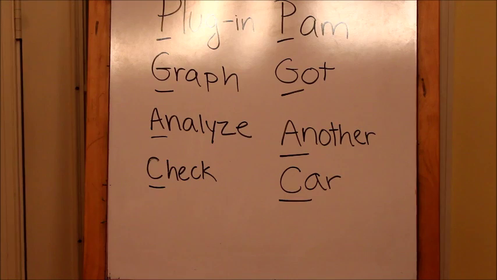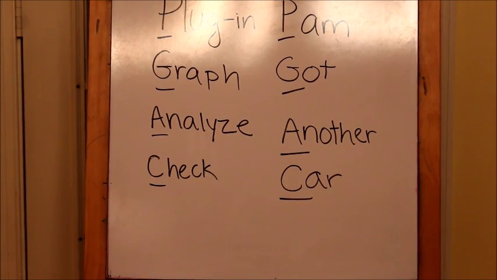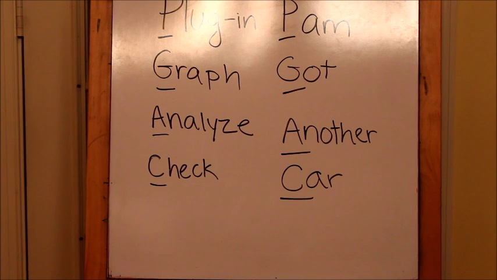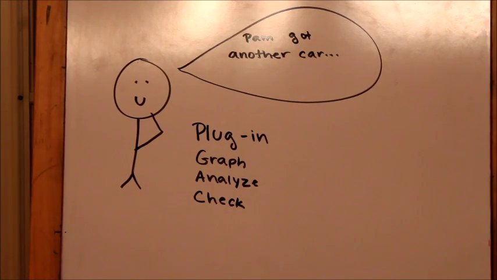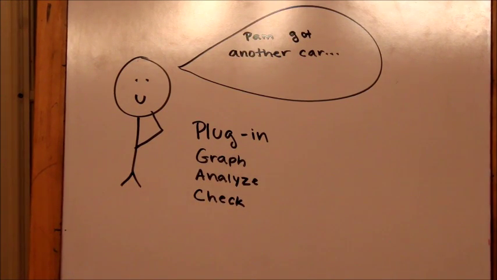An easy way to remember the steps for curves of best fit is the acronym Pam got another car. P stands for plug-in, G stands for graph, A stands for analyze, and C stands for check. During his research, Connor used the acronym Pam got another car to make sure that he completed each step to solve his problem.